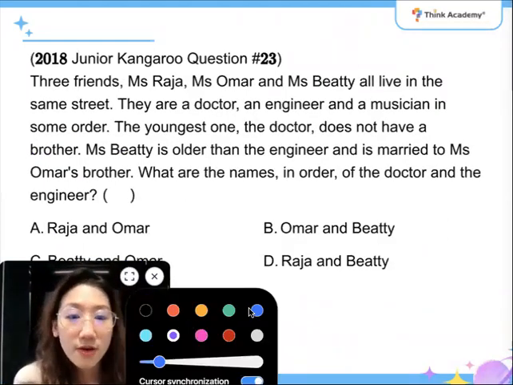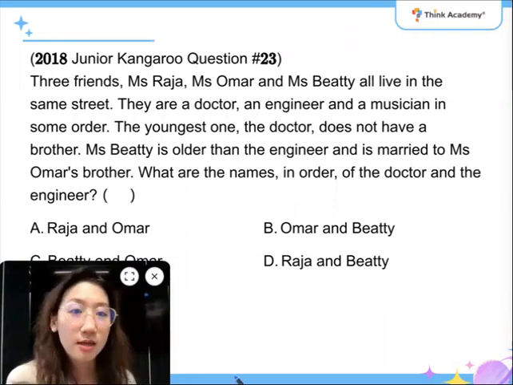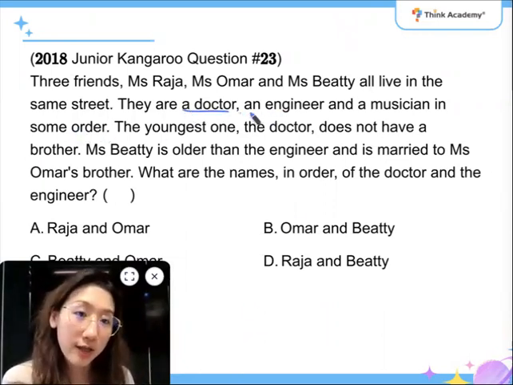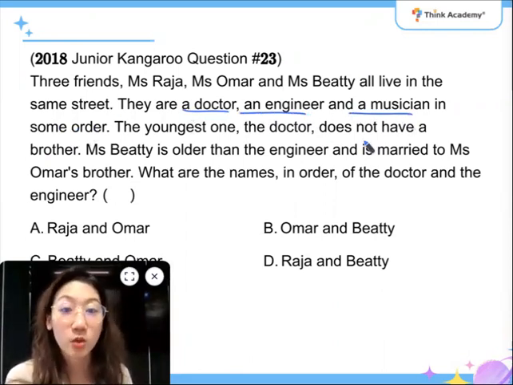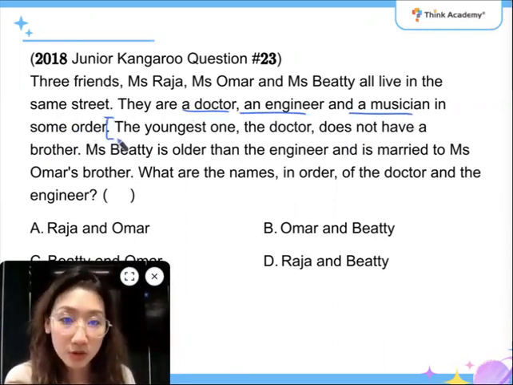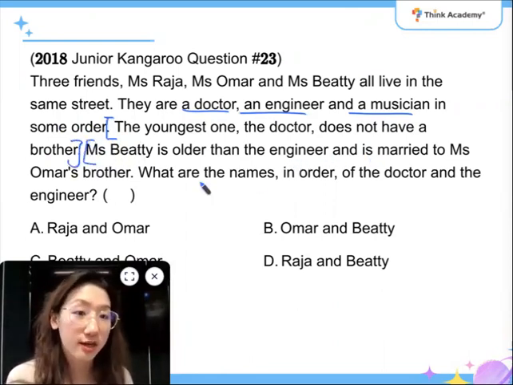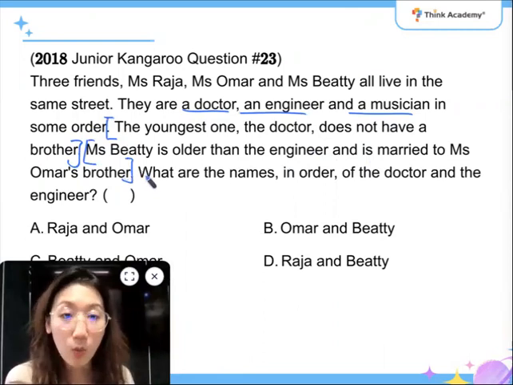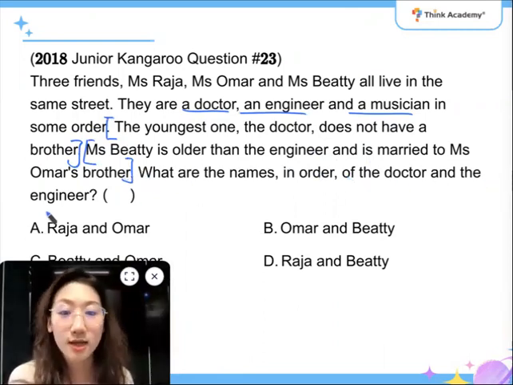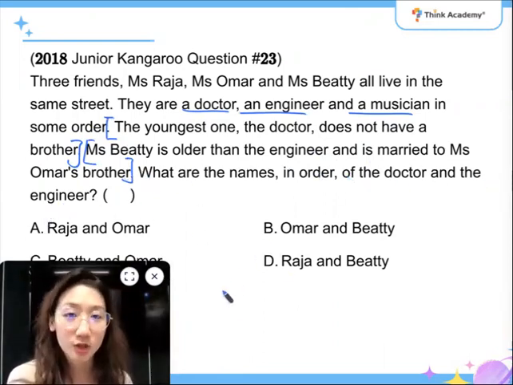So here I have 3 friends, Miss Roger, Omar, and BT. They all live in the same street. So they are a doctor, an engineer, and a musician in some order. And we know the youngest one, the doctor, does not have a brother. And Miss BT is older than the engineer and is married to Miss Omar's brother. What are the names in order of the doctor and engineer? This is like a logical deduction question.